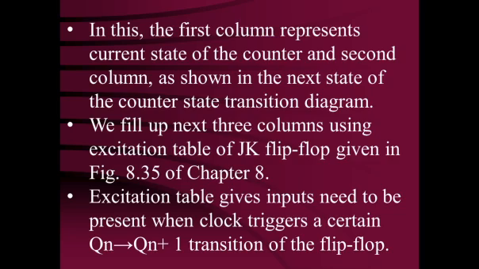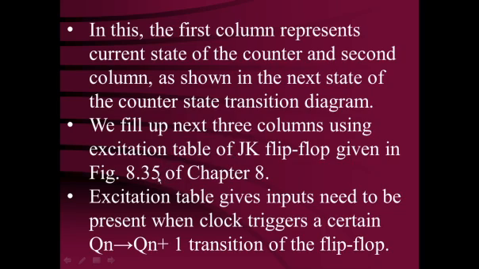In this table, the first column represents the current state of the counter, that is called the present state, and the second column shows the next state of the counter from the state transition diagram. We fill up the next three columns using the excitation table of the JK flip-flop given in figure 8.35.